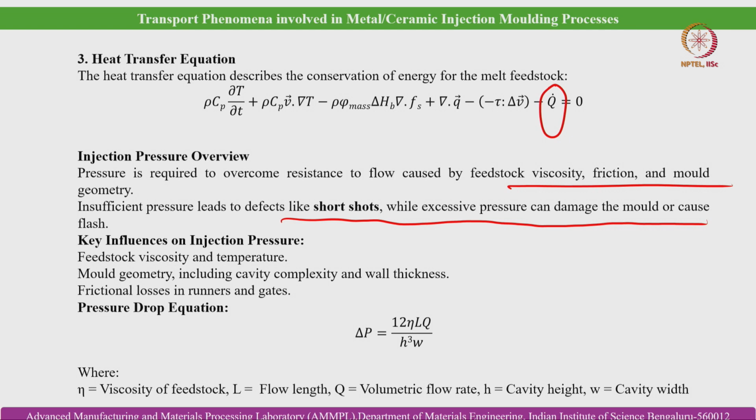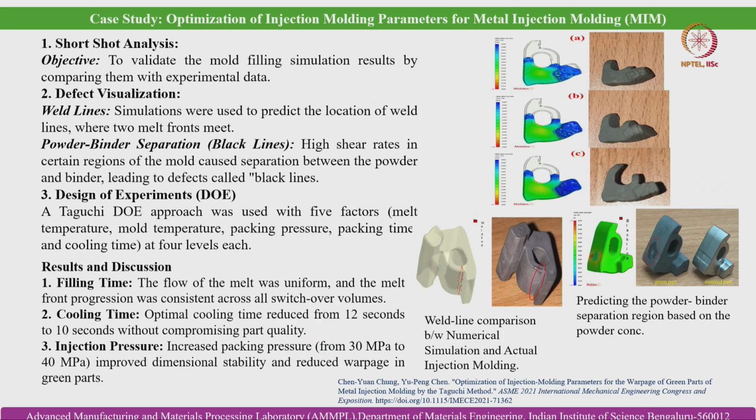So the equation for pressure drop can be written like this: delta P is equal to 12 eta L Q divided by H cube W. This is an empirical equation for the pressure drop, and it can vary across different conditions. For the present case it has been written like this. Here L is the flow length, Q is the volumetric flow rate, H is the cavity height, and W is the cavity width.